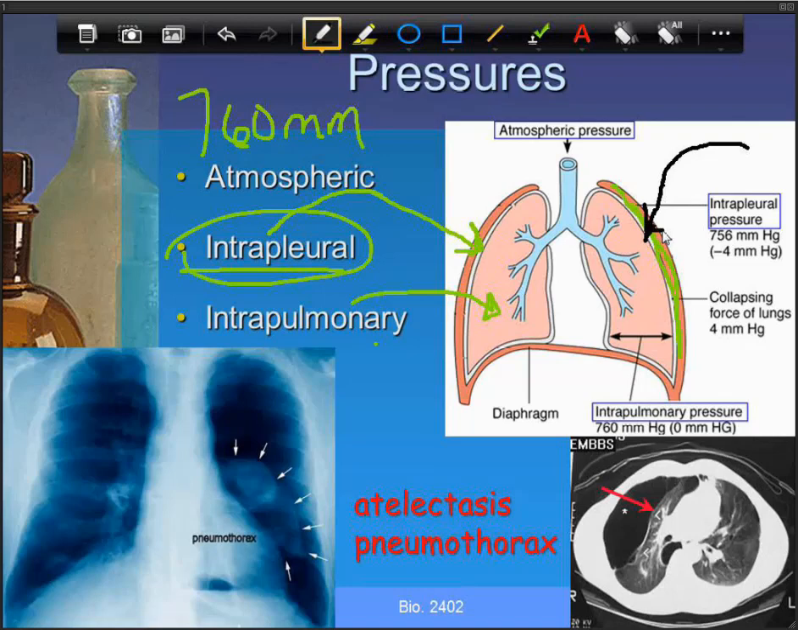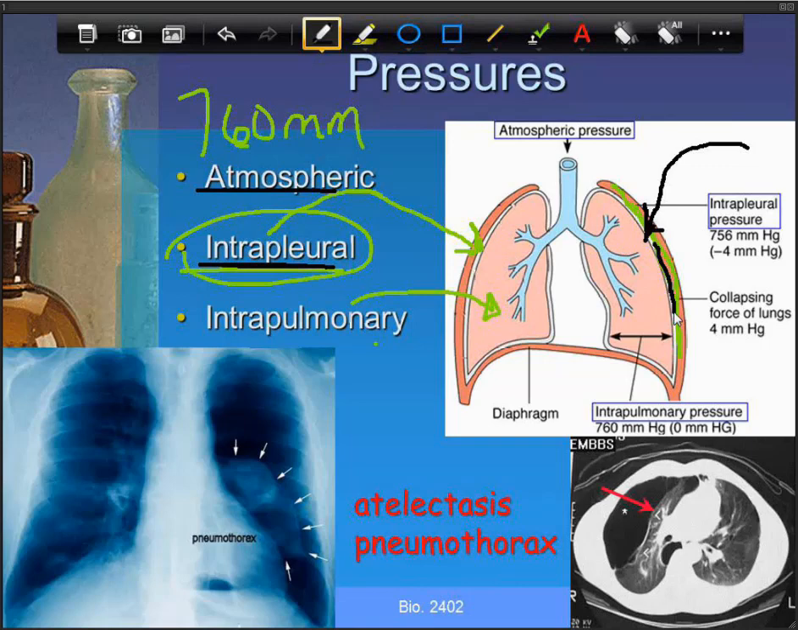Now remember, I mentioned that this intrapleural pressure is supposed to be lower than atmospheric and intrapulmonary. But remember, the pressure is going to be high out here in the atmosphere. So air moves from high pressure to low pressure. The air goes into this space. What's that going to do? You're not supposed to have air in that space. It pushes down on the lung. It's going to tend to collapse it.